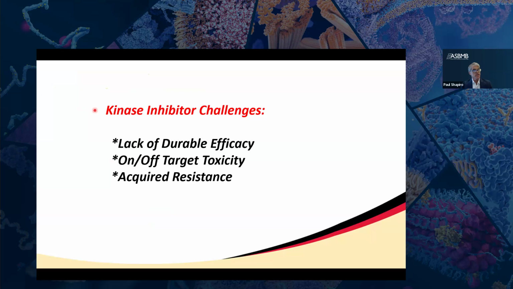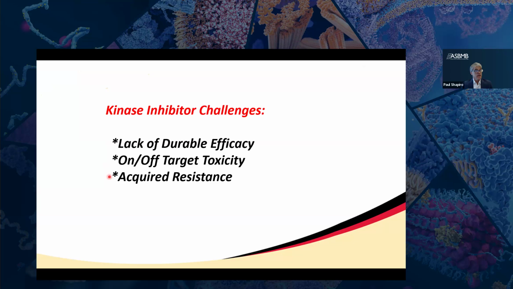And so what are the challenges that we have with kinase inhibitors? So the current issue with the current inhibitors in the clinic is really lack of durable efficacy. And those are related to a couple of things: on and off target toxicity. Often by targeting the ATP binding site, you're not going to be selective in which kinases you're going to be inhibiting. So you can inhibit kinases that you don't want to inhibit. Sometimes that's not a bad thing.